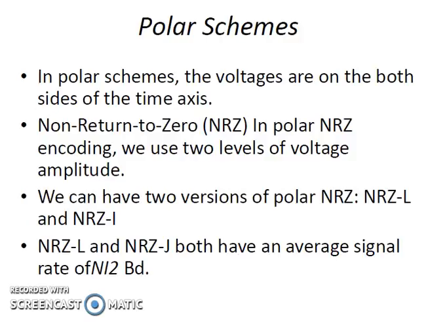Coming to polar schemes, the voltages are on both sides of the time axis. In polar non-return to 0 encoding, we use 2 levels of voltage. Here again we have 2 versions, NRZ-L and NRZ-I. Both have an average signal rate of N by 2.